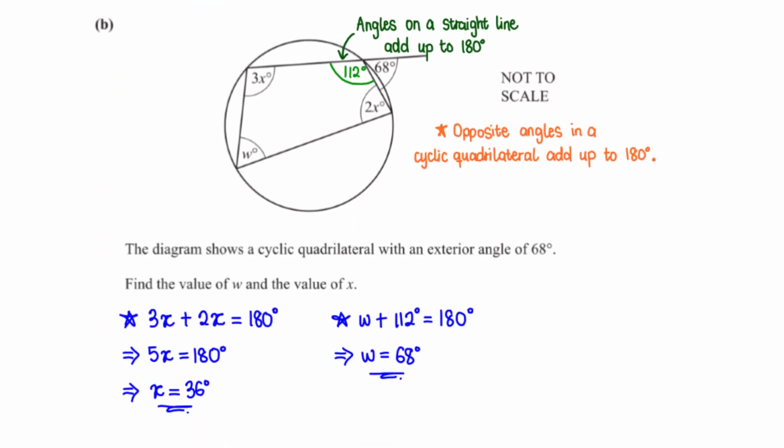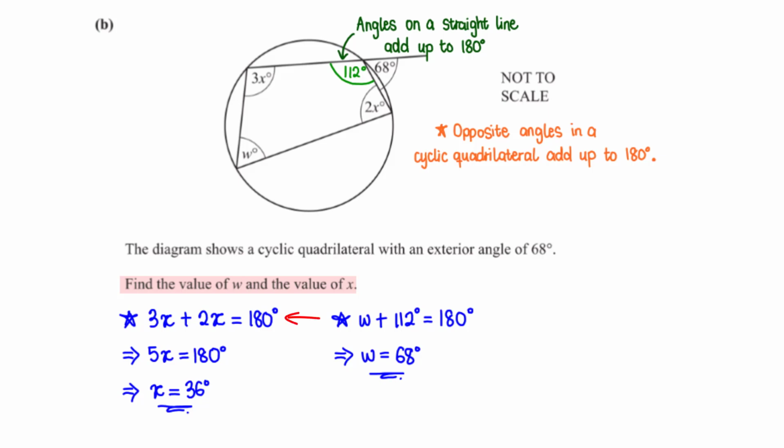The diagram shows a cyclic quadrilateral with an exterior angle of 68 degrees. Find the value of W and the value of X. Angles on a straight line add up to 180 degrees, and so when we subtract 68 degrees from 180 degrees, we get 112 degrees. Opposite angles in a cyclic quadrilateral add up to 180 degrees, and so W plus 112 degrees equals 180 degrees. This gives us W equals 68 degrees.